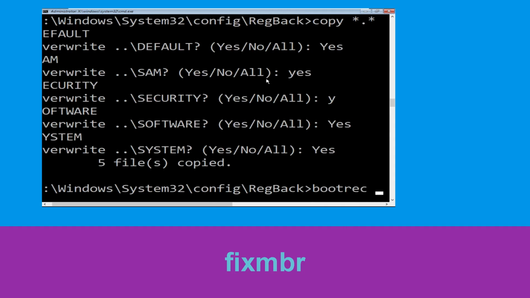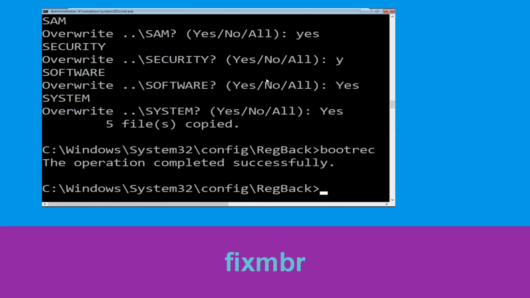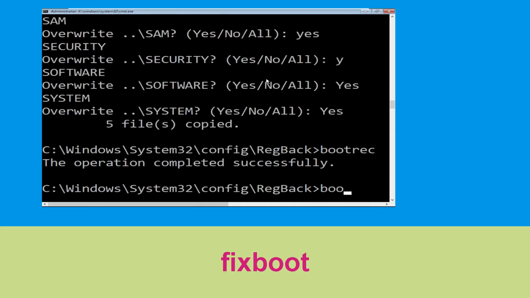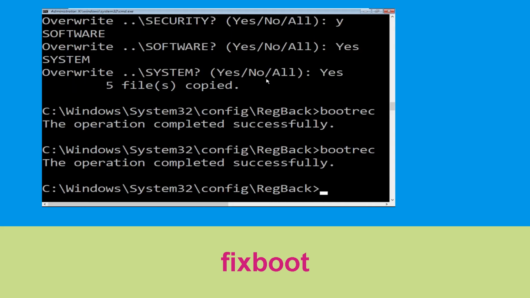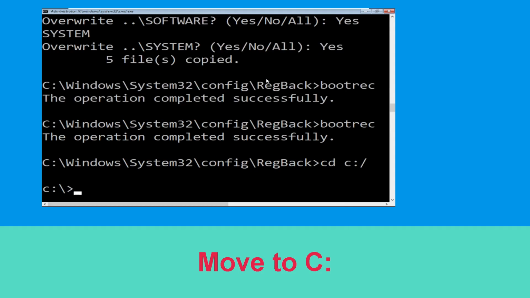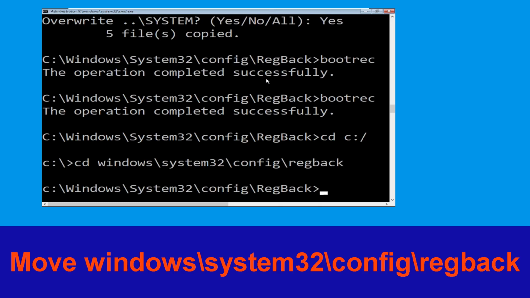Type in bootrec /fixmbr and hit enter to execute the command. Type bootrec /fixboot and hit enter. Type cd c:/ and hit enter. Let's execute this command. Type cd Windows/system32/config/regback. Then simply we need to hit enter to execute this command.